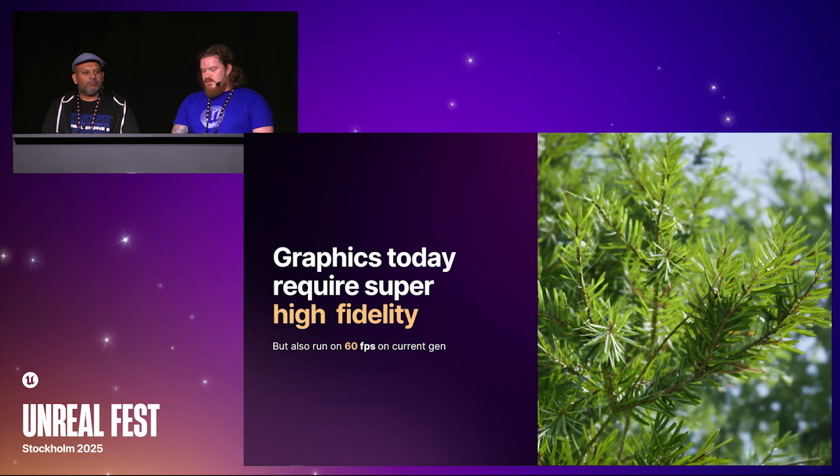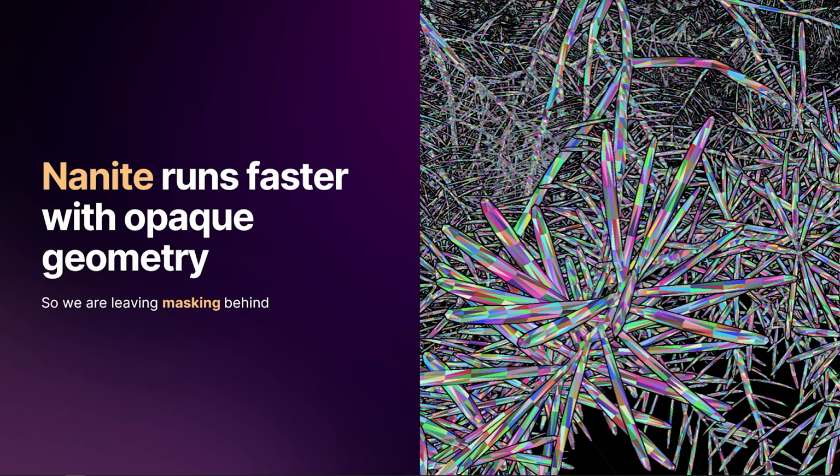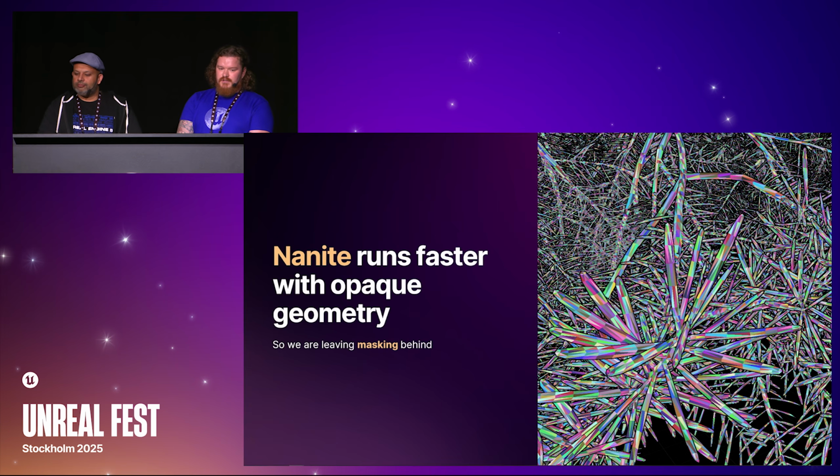The content today requires a super high level of fidelity. We want to keep pushing the boundaries of what's possible, of course, but at the same time, we also want to have experiences that run at 60 FPS on current gen hardware. And as we all probably know by now, Nanite runs a lot better without masked materials. So when we are working with Nanite, opaque geometry is preferred. Which does leave a lot of questions on how we successfully build foliage assets with this kind of new paradigm in mind, and how we make this all work together.